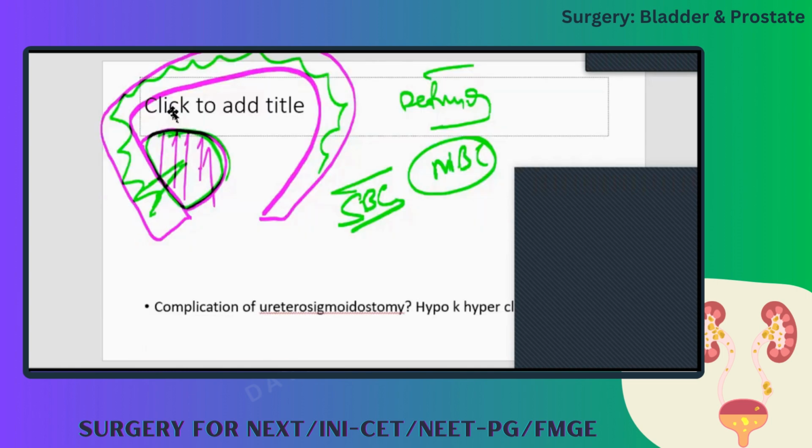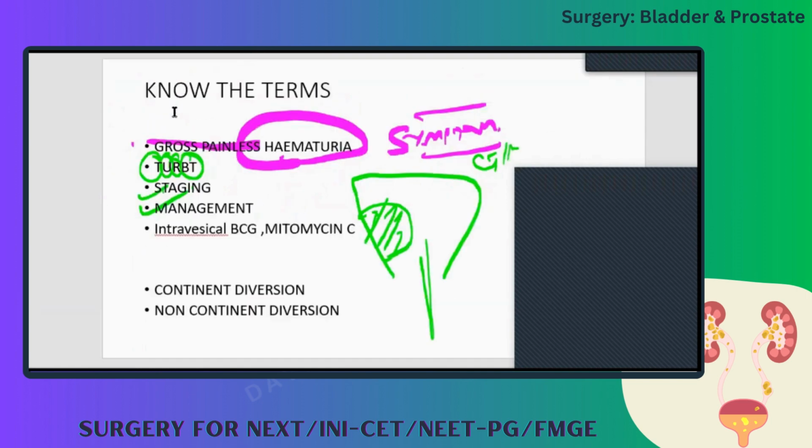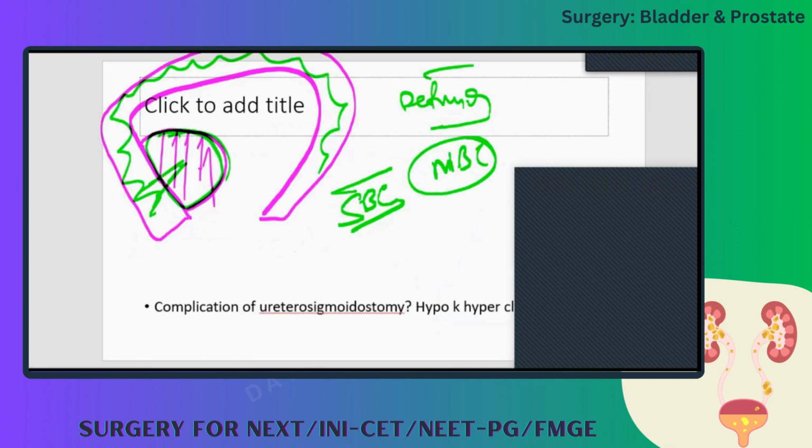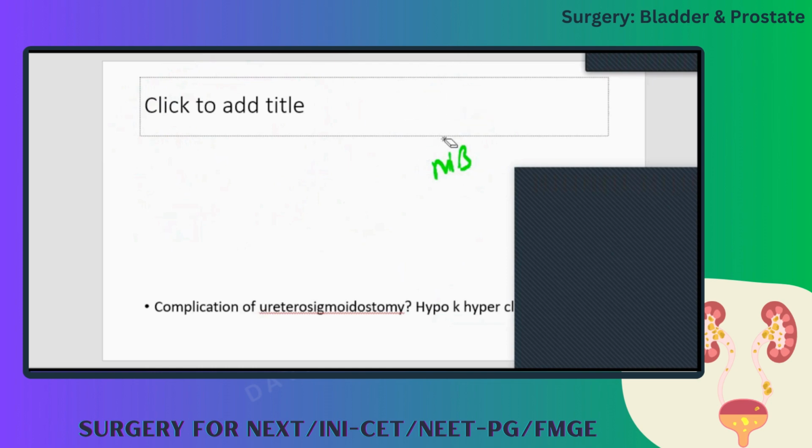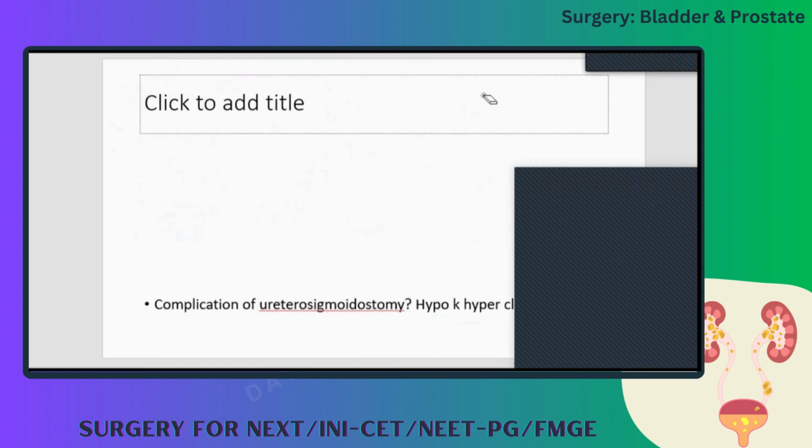Okay. So after that, you give intravesical treatment. You can give intravesical BCG or mitomycin C. See here, this BCG is the one which you use for which disease? Tuberculosis, TB. Yeah, the same which we use for TB, we can use here also, but we give it intravesically.